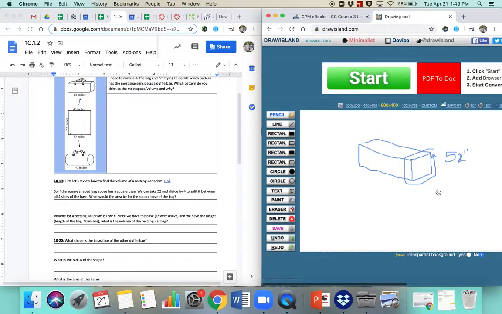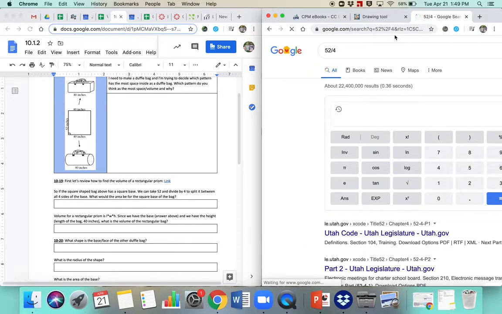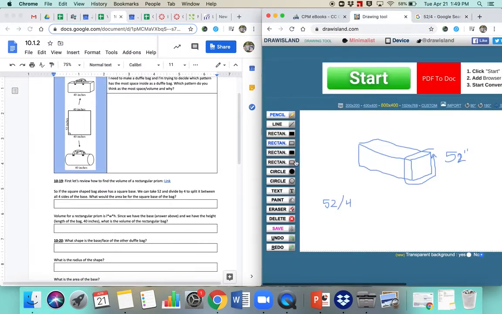So let's undo that. So we have 52 divided by 4. Now I'm going to use my calculator, or no, I'm going to open a new tab. So I have 52 divided by 4, which gives me 13. So each side is 13. So I have 13 right here, 13 right here. It's not a very good one, but there you go. I have a 13 right here, and a 13 right here.